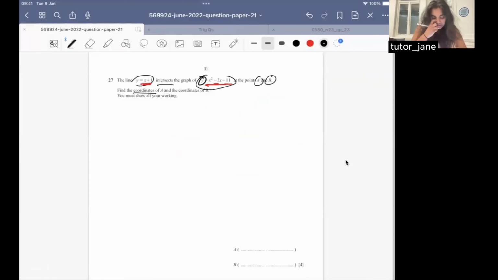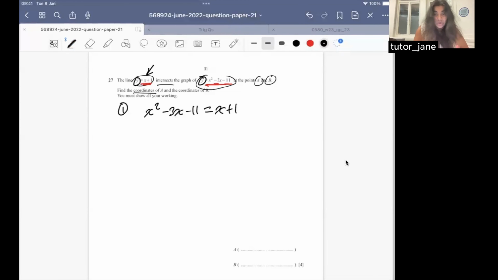We can, because our quadratic graph is of the form y equals something, and our linear graph is also of the form y equals something. So the y and the y are the same, so we can make these two graphs equal each other. So we can do x squared minus 3x minus 11 equals our linear graph here, x plus 1. Now, all we're going to do is rearrange the equation and solve for x.